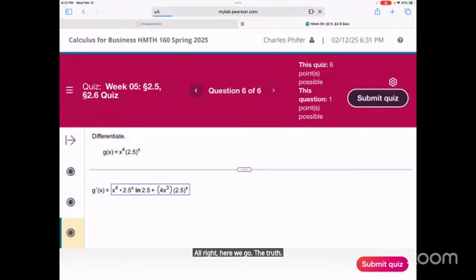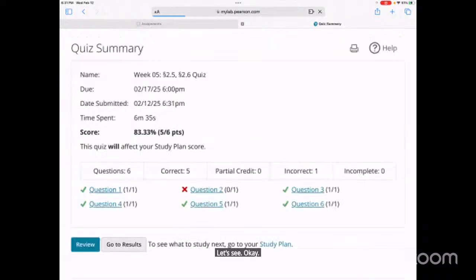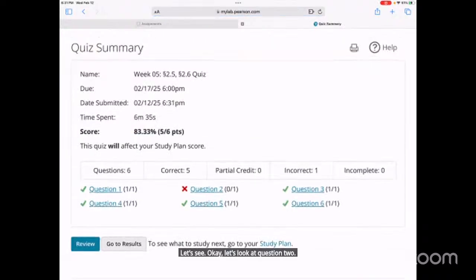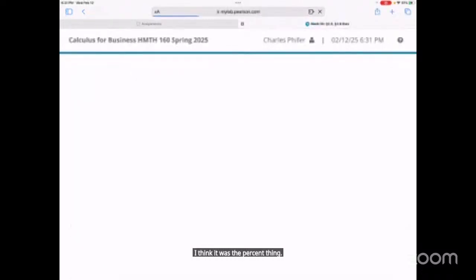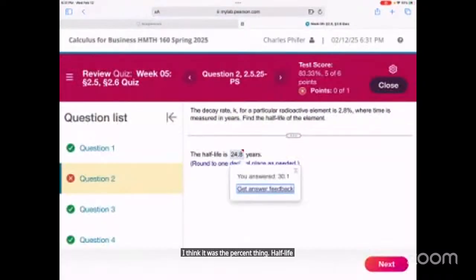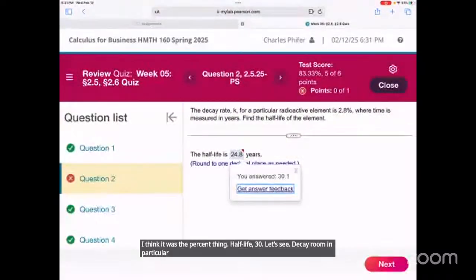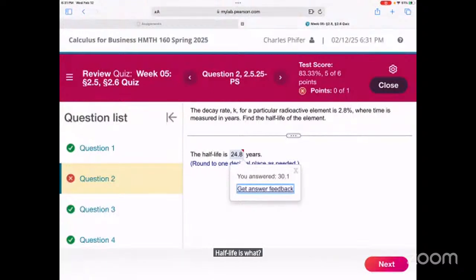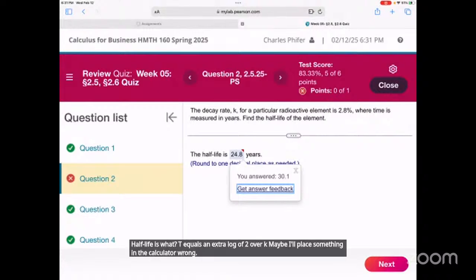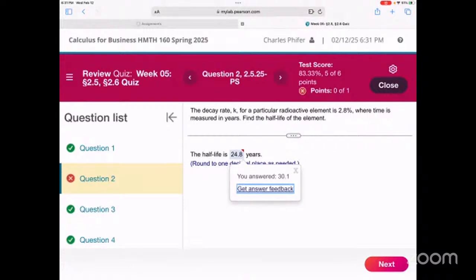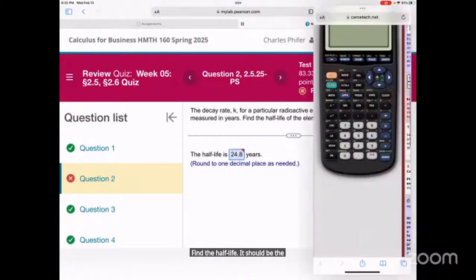Let's see. Okay, let's look at question 2. I think it was the percent thing. Half-life, 30. Decay rate particular is this, where time is measured in years. Find the half-life. Half-life is what? T equals the natural log of 2 over k. Maybe I typed something wrong in the calculator. Find the half-life. It should be the natural log of 2 divided by, I think I did type something wrong in the calculator.